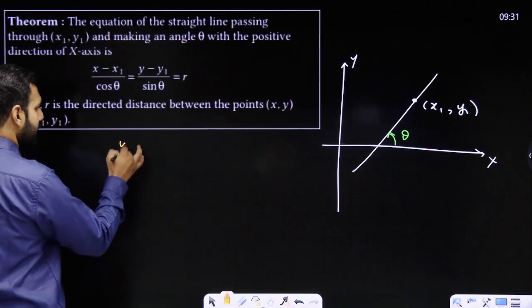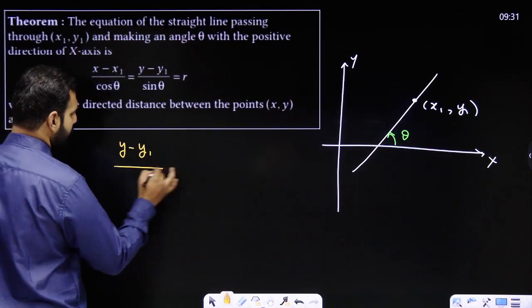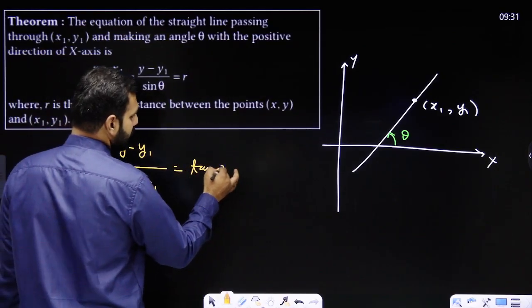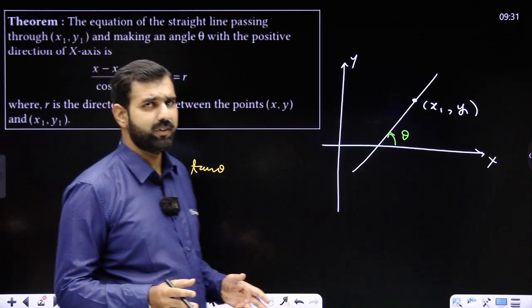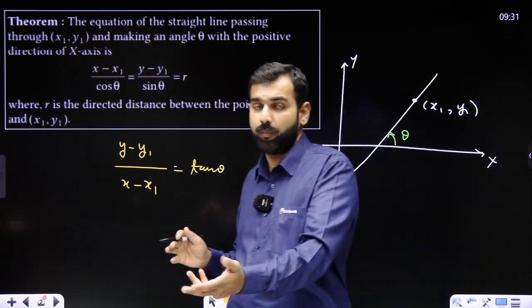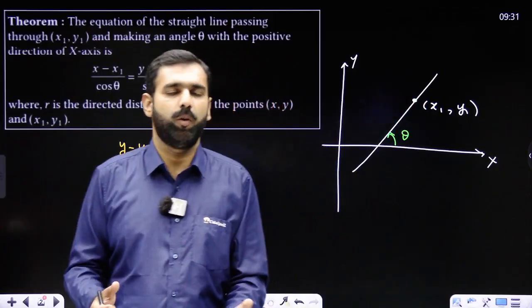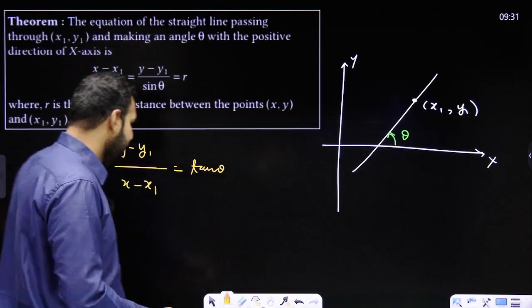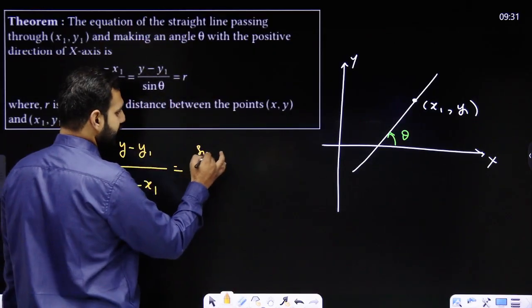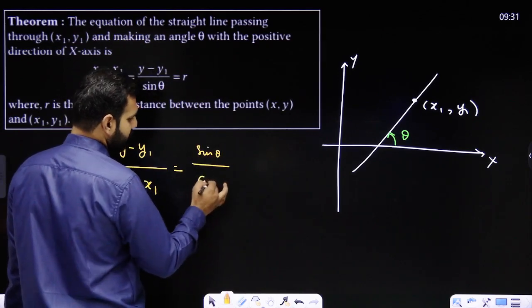I hope we know that we can write the equation of the straight line as y minus y1 upon x minus x1 is equal to tan theta, right? Apart from this, how do I convert this form into the symmetric form or the parametric form or the distance form, and what is the advantage of having that? Let's discuss that. Can I write this tan theta as sin theta upon cos theta?